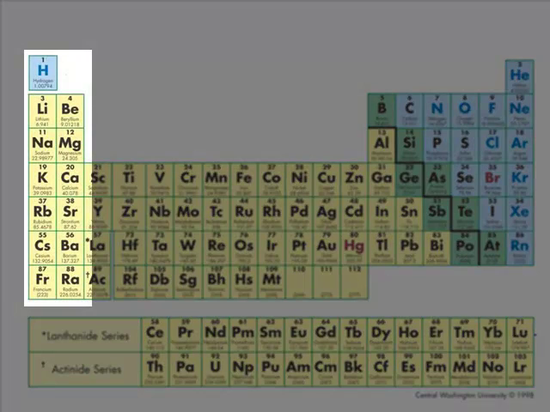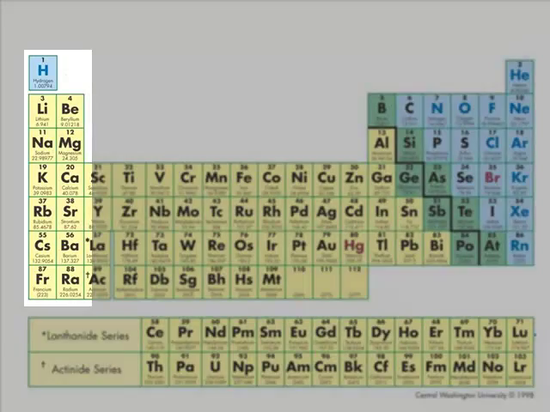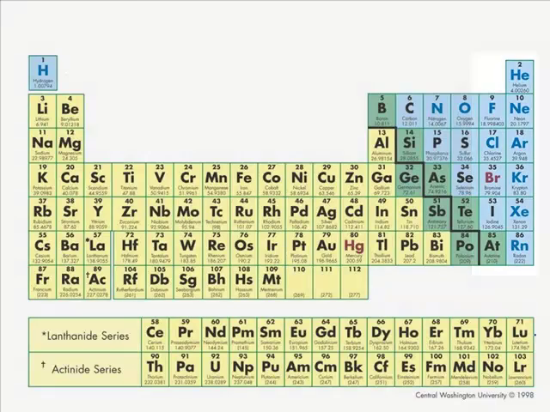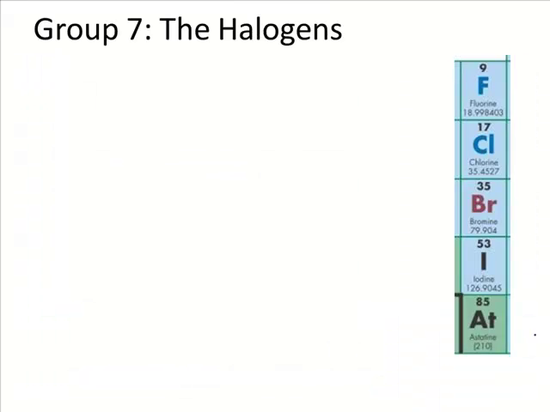So group 1 and group 2 are both interesting in terms of their reactivity. And there's two other groups on the periodic table that are interesting enough to have gotten common names, aside from just their group numbers. If we move over to the right side of the periodic table, we'll see group 7, which are called the halogens. The halogens include fluorine, chlorine, bromine, iodine, and astatine.